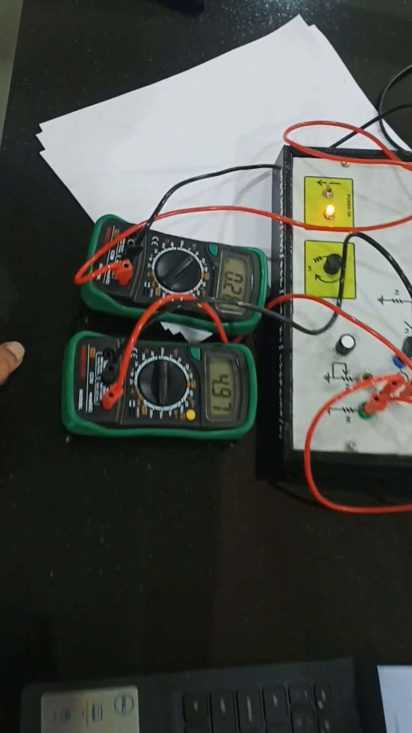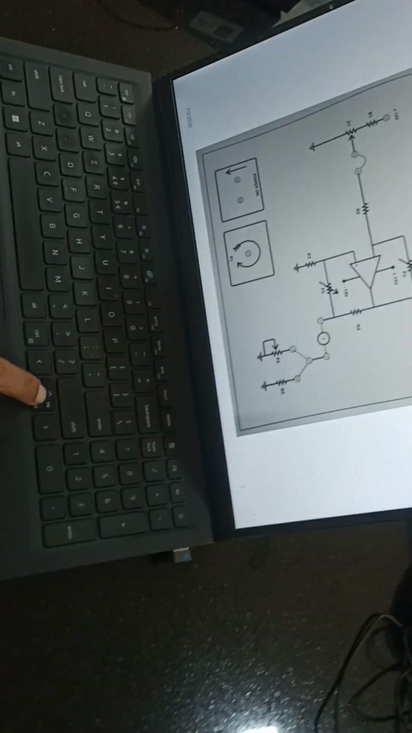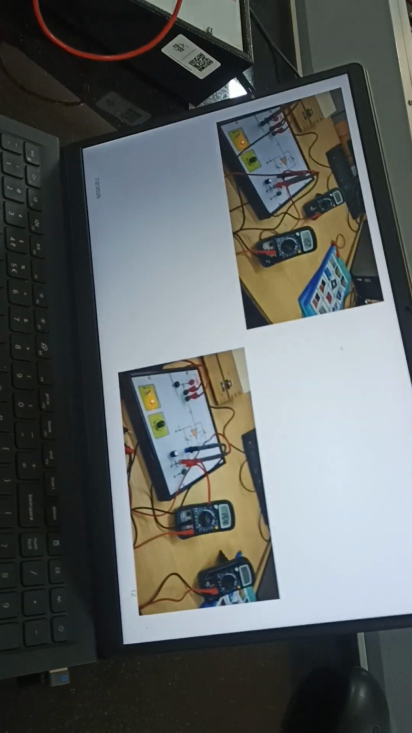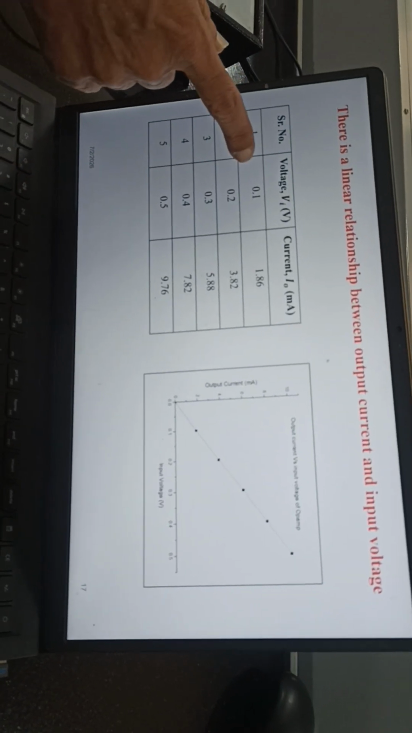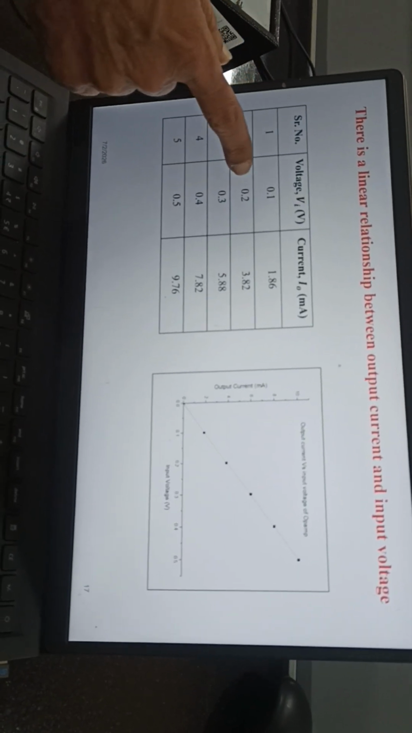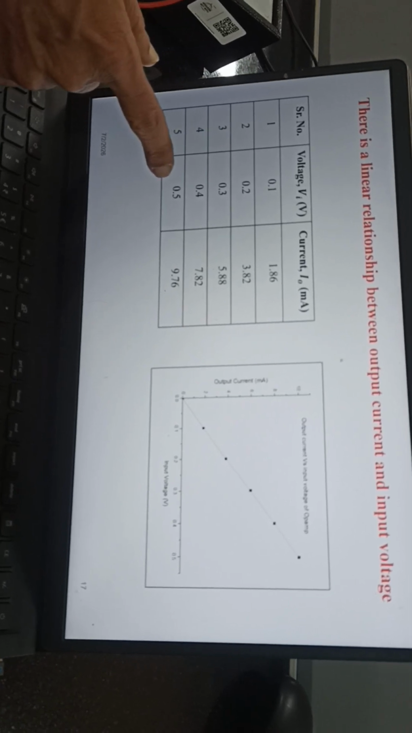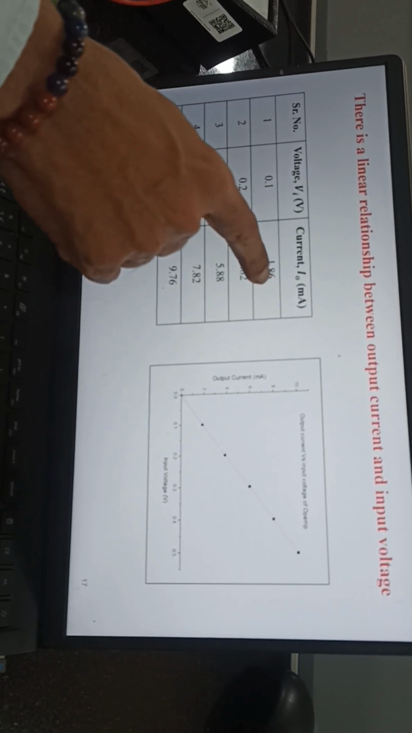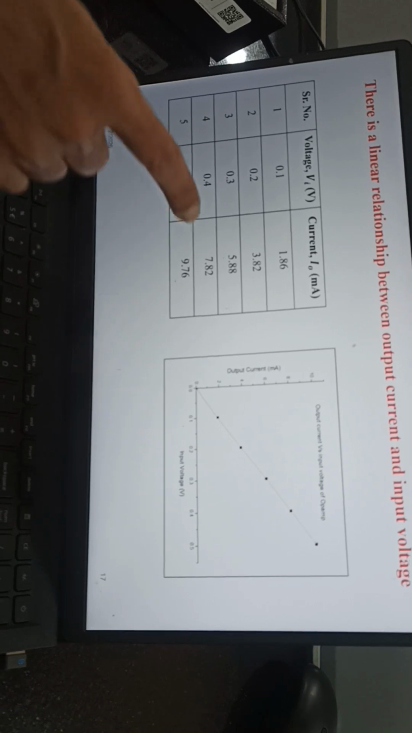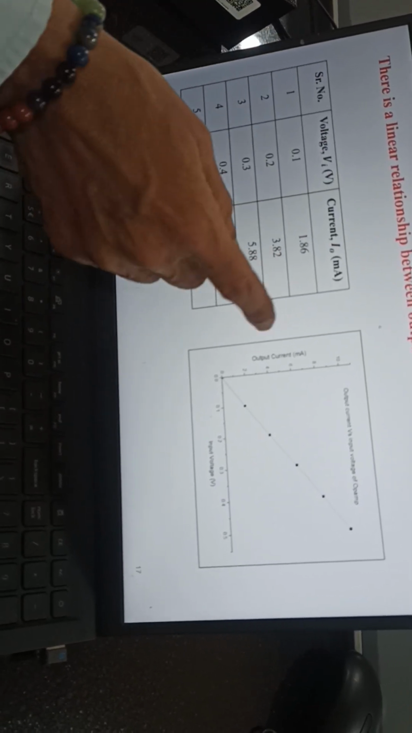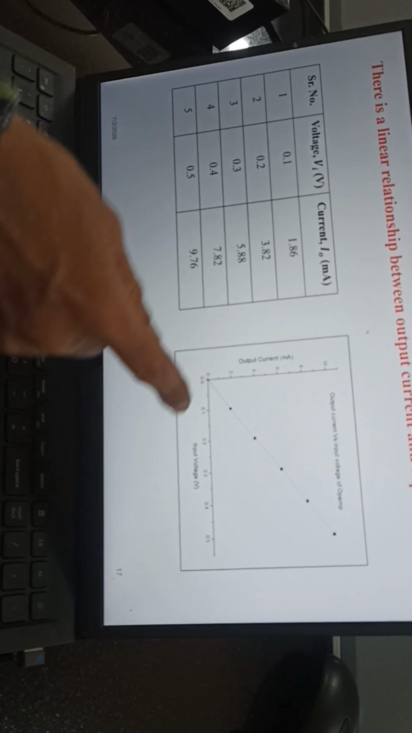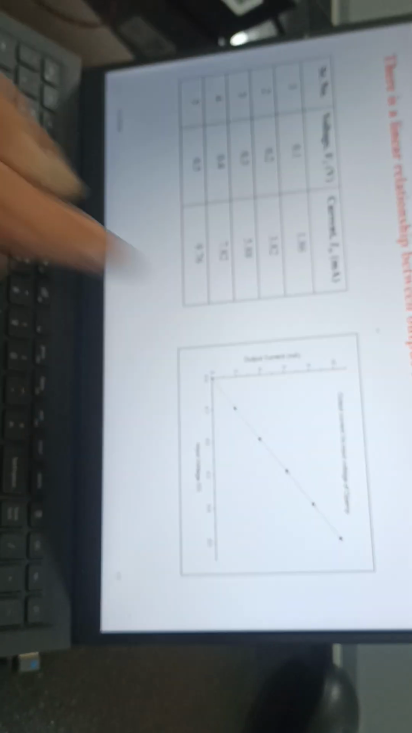So the first graph that you have to plot, or the first set of observations that you have to take, they are like this. Set the input voltage to different values like 0.1, 0.2, 0.3, 0.4, 0.5, and each time measure the output current of the OpAmp. Then once you get this data, you can plot the graph of output current versus input voltage. It will be a straight line.